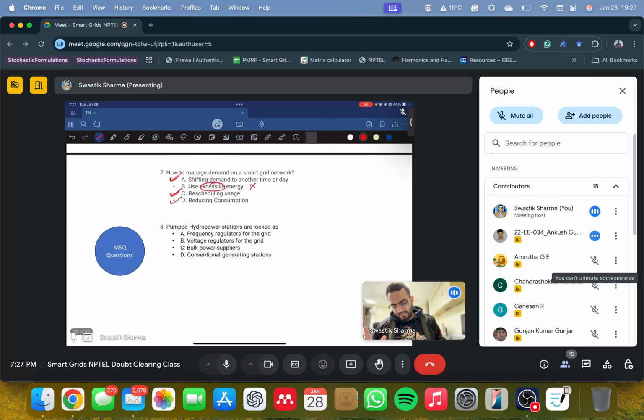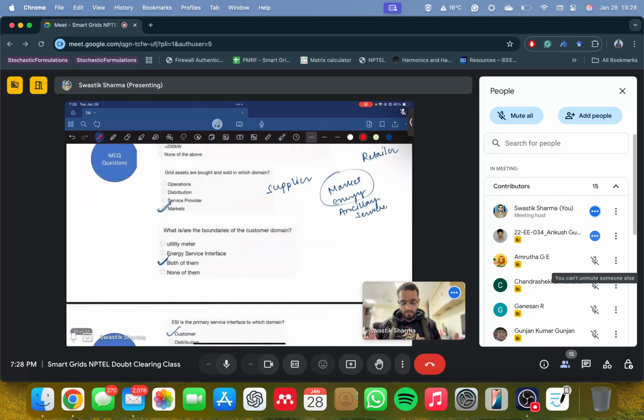Now the last, eighth. I only talked about this because it was there in the question. So now I told you what its role is for the grid. Can anyone tell me? Frequency regulator for the grid. Yes, they act as frequency regulators for the grid. I don't know why they have this question, but because they had it, I touched on why pumped hydro storage would be there.